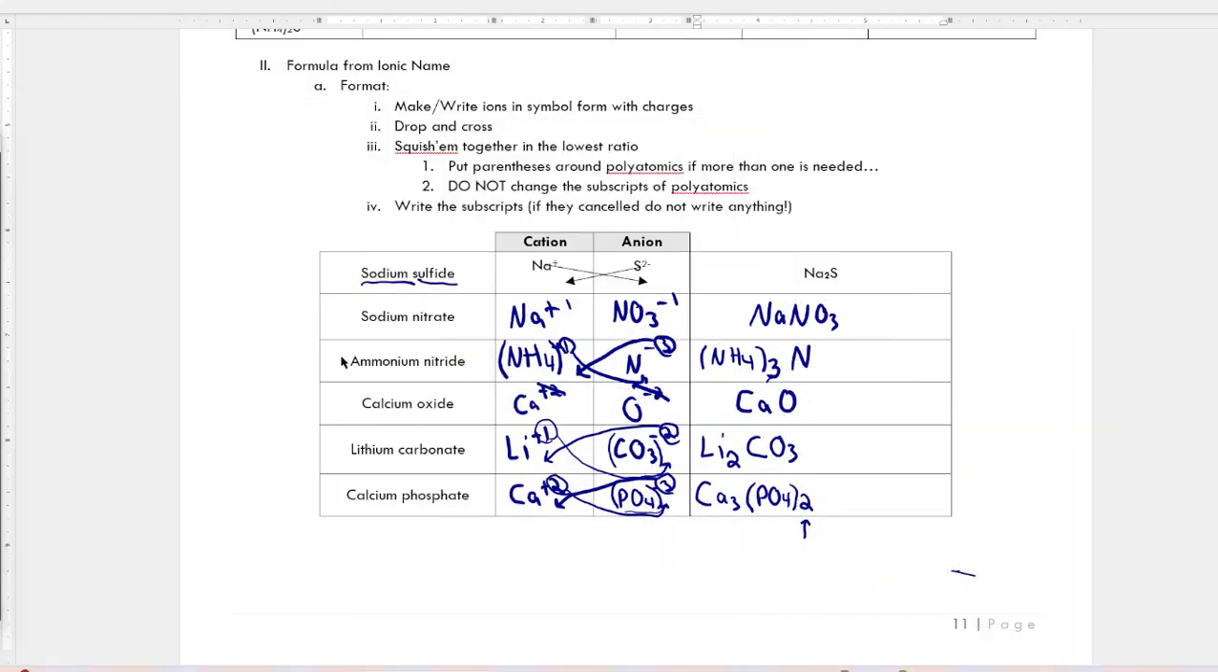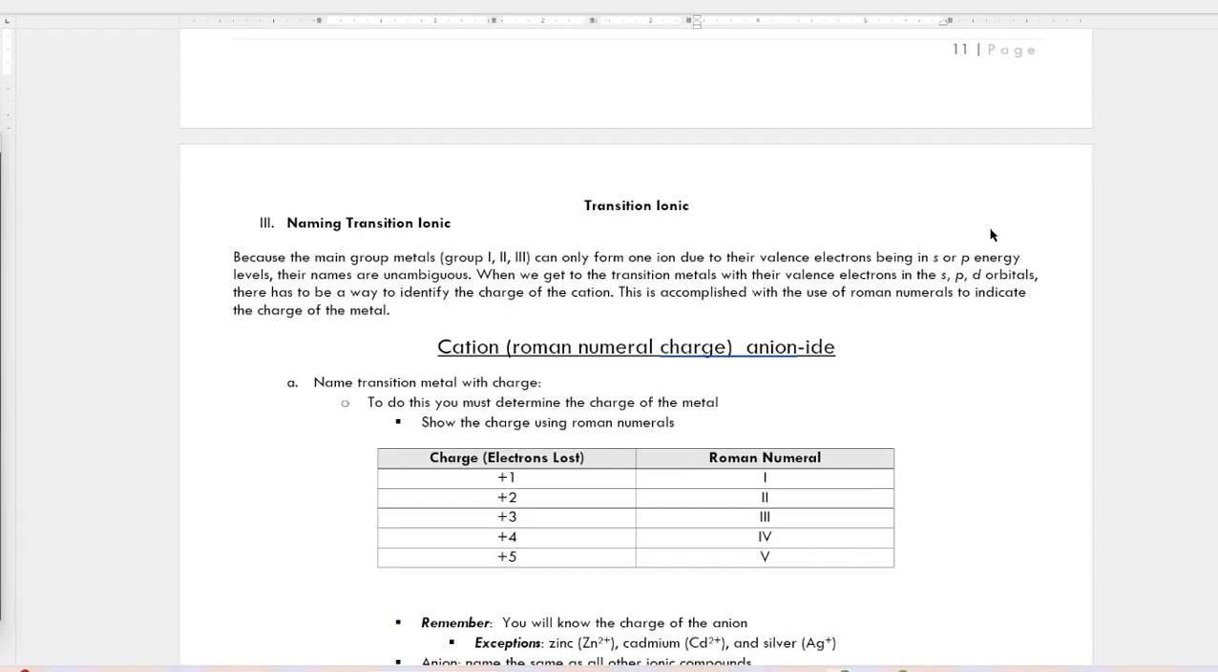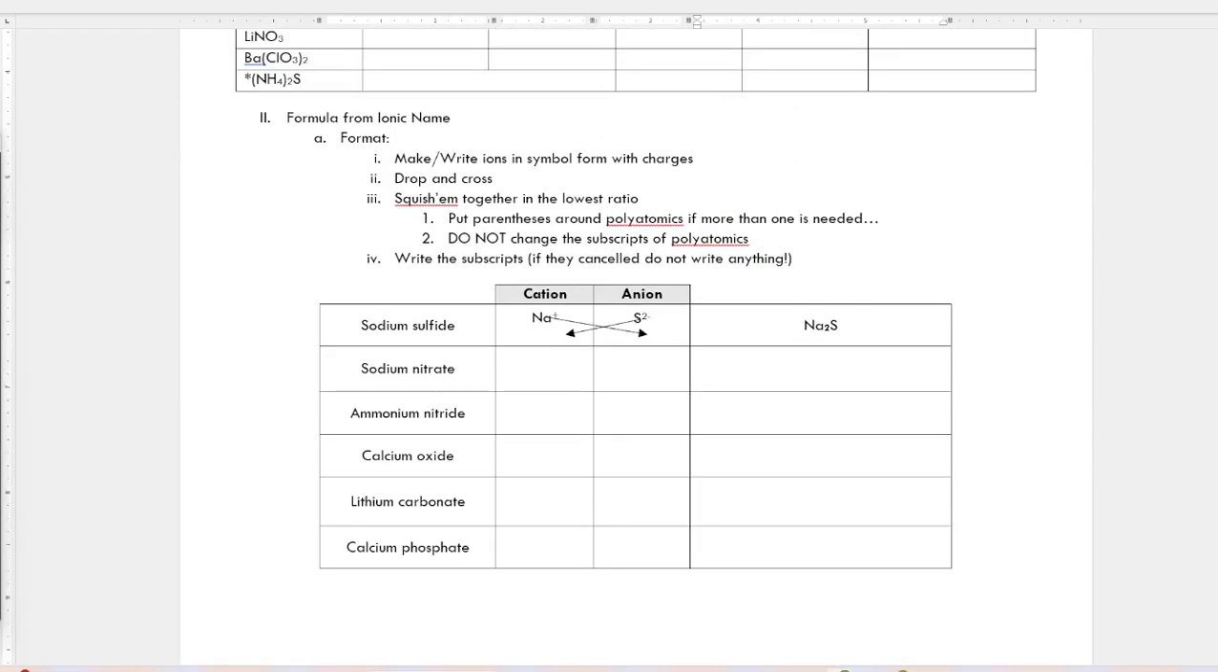So next time we will talk about transition metals, how to name transition metals. It's pretty straightforward, and that's it for today.